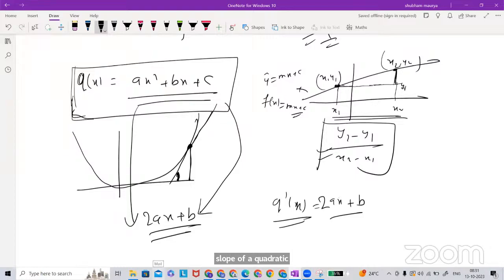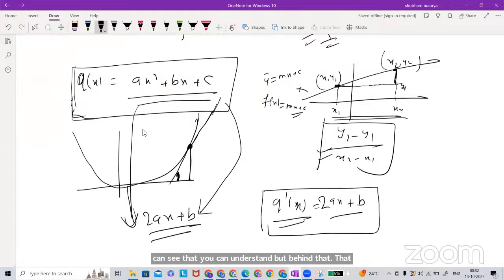Exactly by this formula. The slope function is actually giving the slope of the line which touches that point. That's the meaning of slope. What the lecture is trying to generate is just an observation. Using the observation you can understand, but behind that, calculating the slope is generally by this difference. After differentiating you can calculate it, or for the time being you can remember this formula, that the slope of the quadratic is this one.